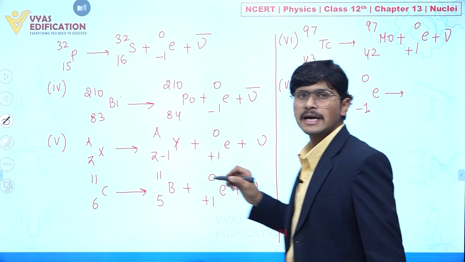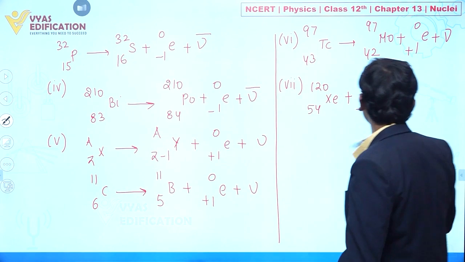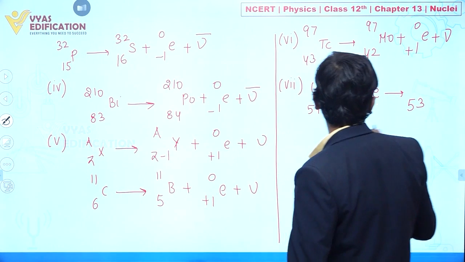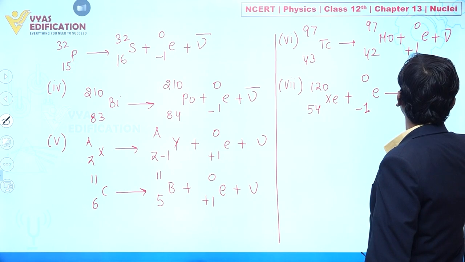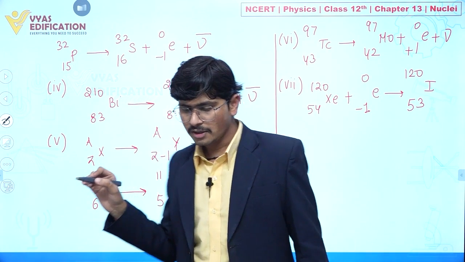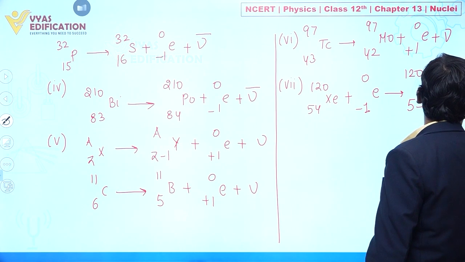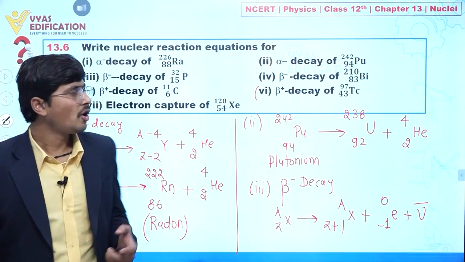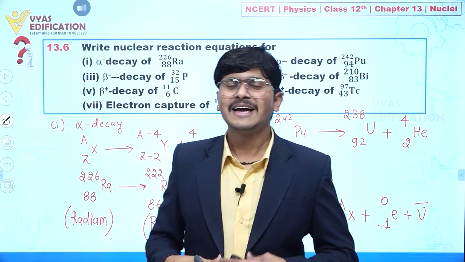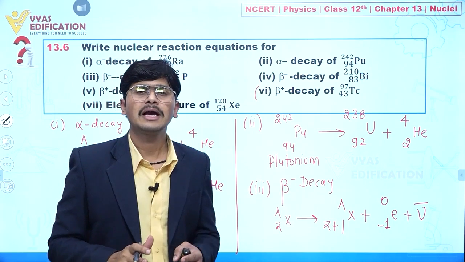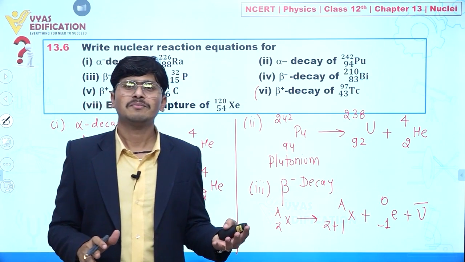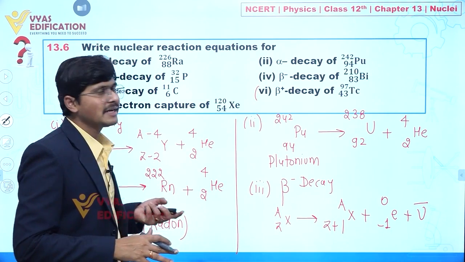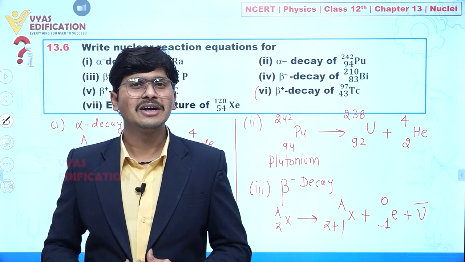Definitely the atomic number decreases by 1, so it will now be 53. 53 is the atomic number for iodine. So 53 iodine 120, there is no change in the mass number. Yes, definitely a neutrino particle is also emitted. So like this you can write all the nuclear equations, and you get some idea what will happen in alpha decay, positron or beta plus decay, beta minus decay, and in electron capture. So this is all about this question.